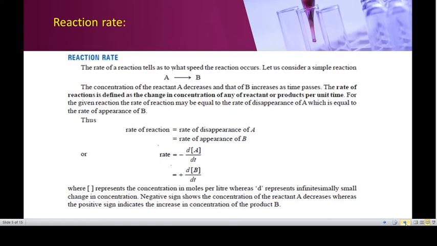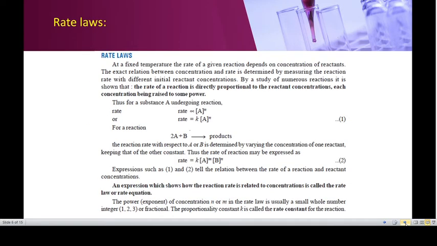Therefore, when you consider A, the rate may be minus d[A] by dt. When you consider product B, it will be plus d[B] by dt. The square brackets always represent the concentrations in mole per dm cube, and d means a small change in concentration with the time t. So rate of reaction means change in concentration of reactant or product with time.